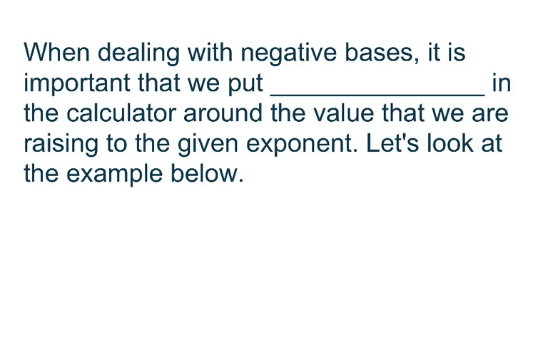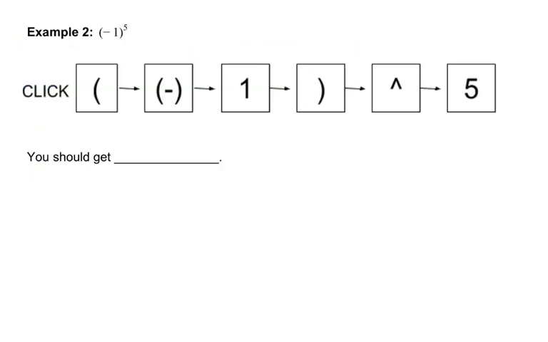When dealing with negative bases, it is important that we put parentheses in the calculator around the value that we are raising to the given exponent. Let's look at the example below. So we have example 2, negative 1 to the 5th. Now the important thing is that you're putting these parentheses. You're going to press the negative button, which is different than the subtraction button. You're going to put 1, you're going to close those parentheses, and then we're going to use that button we used earlier to the 5th power. And you should get negative 1 as your answer.